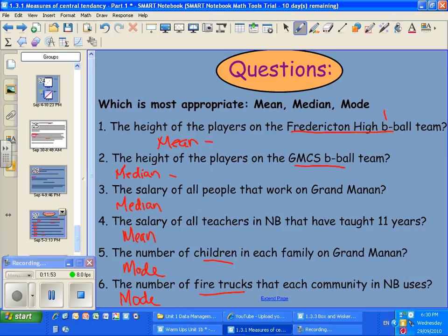So in this case, for Fredericton High, number 1, we would choose mean, because there are no outliers and the values are all grouped pretty much in a very small range. On the other hand, the Grand Manan Community School team, where there's tall students, medium students, and short students, there could be some real outliers there. You could have a couple really tall kids, but you could also have a couple really short kids. So the chances of that happening are great, and so the fact that there could be outliers would be your choice for median. Okay, I'm going to stop there.